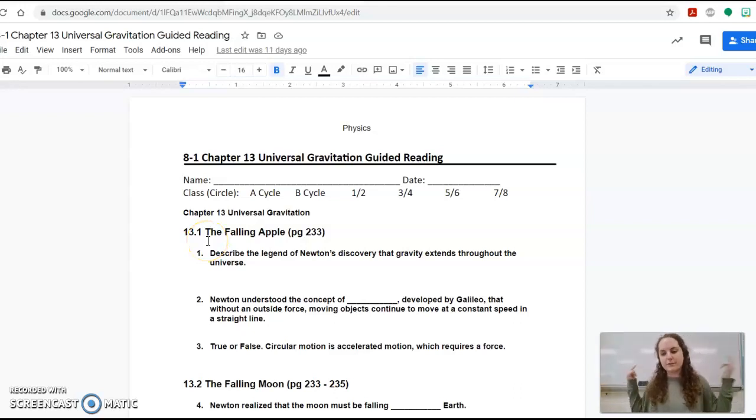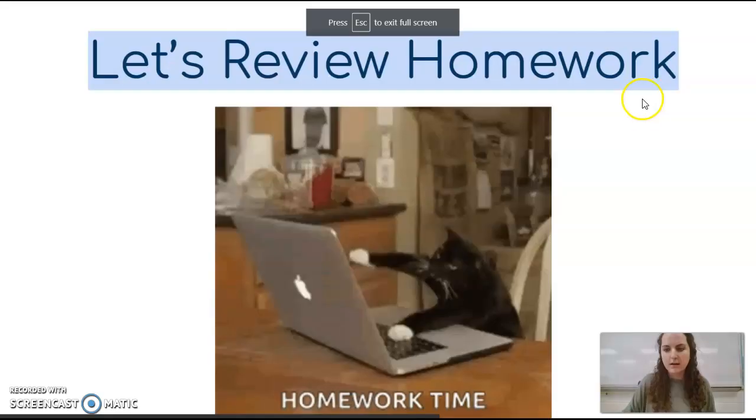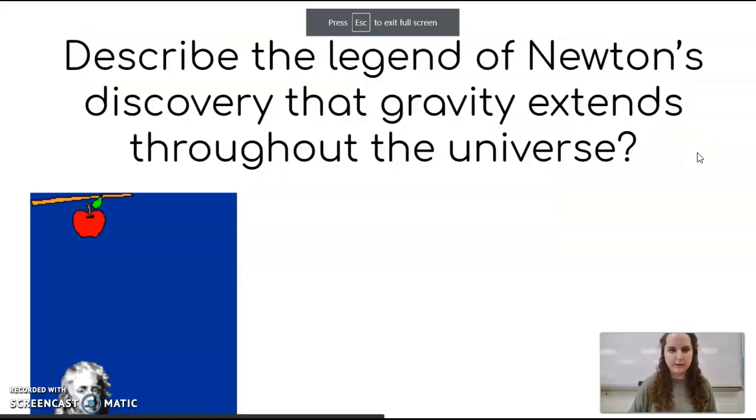All right, everybody. So this is going to be a review of the Chapter 13 Universal Gravitation guided reading. Again, we are in Chapter 13 and we're starting off with 3.1, The Falling Apple. I'm just going to put it on my little presentation screen and we'll get started.